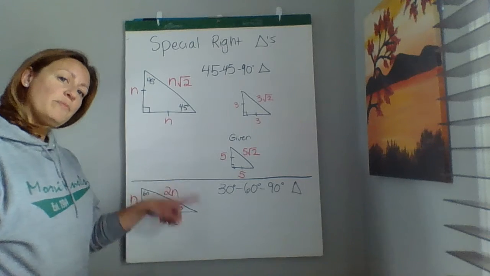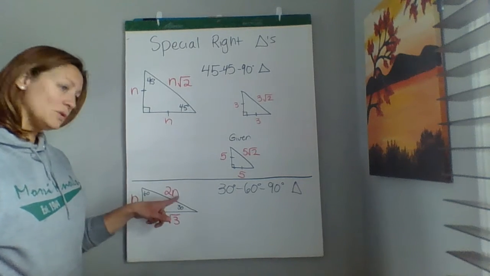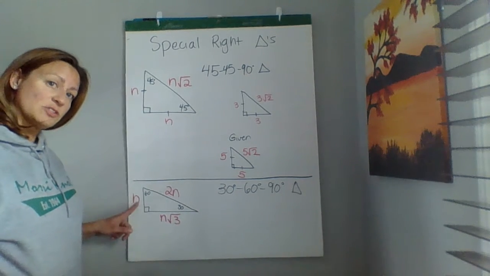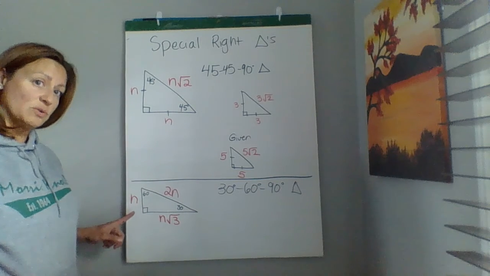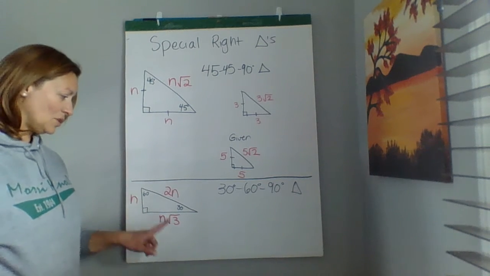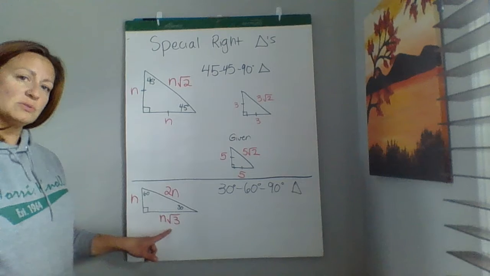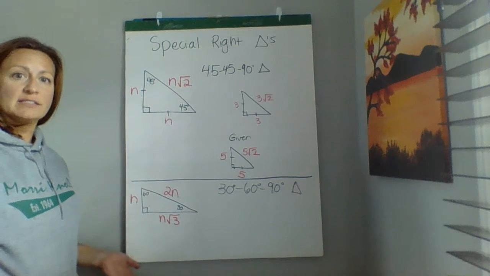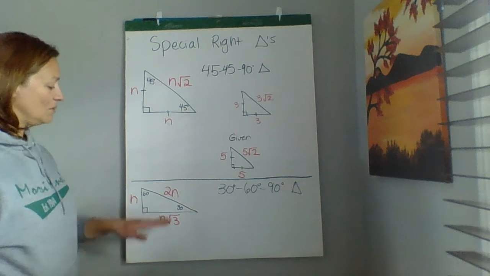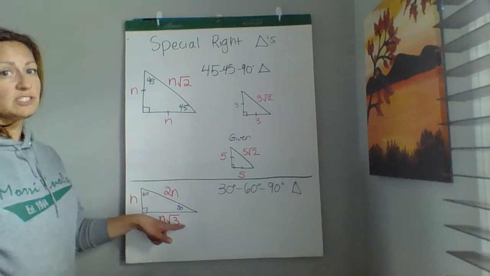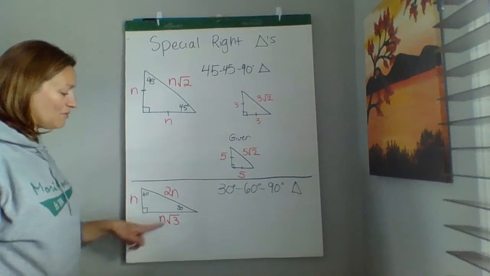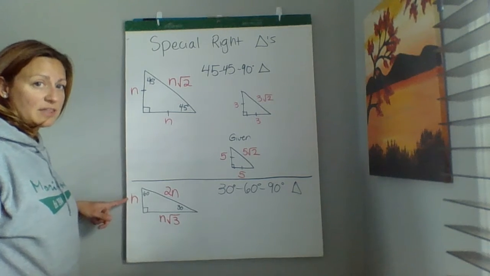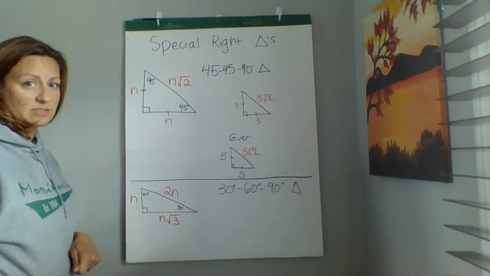Now to go between them, say you know the hypotenuse, if you want to get back to the short leg, you just divide by 2. If you know the long leg and you want to get back to the short leg, you have to divide by radical 3 to get n by itself. If you know the long leg and you want to get to the hypotenuse, you kind of want to go around this way. First divide by radical 3 to find the short leg, then double that to get the hypotenuse.